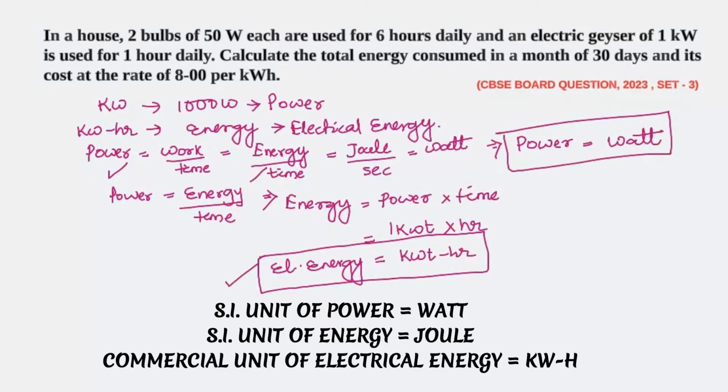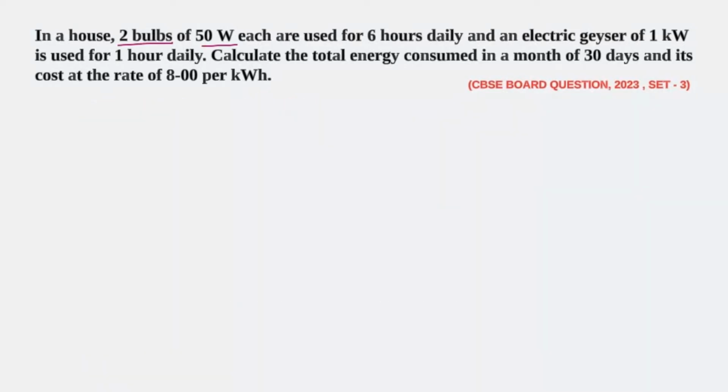So with this concept, let us proceed to solve today's question. Here we have been given two bulbs of 50 watt each and they are used for 6 hours daily. And we have a geyser whose power is 1 kilowatt and it's used for 1 hour daily. These two bulbs and the geyser are used for 30 days consecutively, and we have to find out their energy consumption.